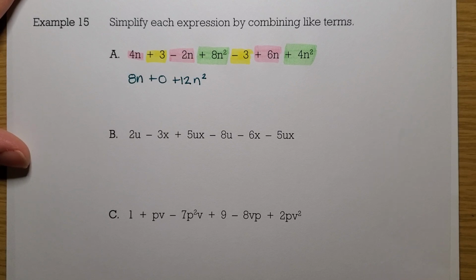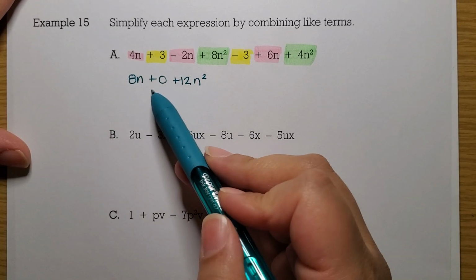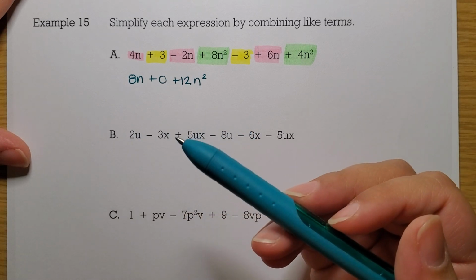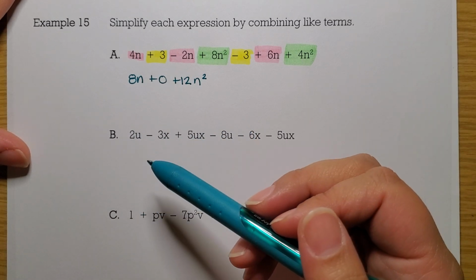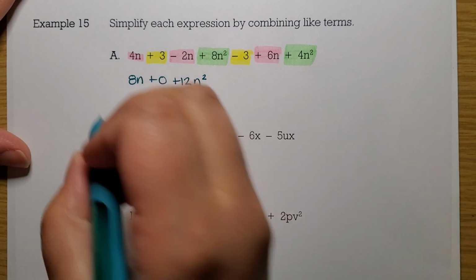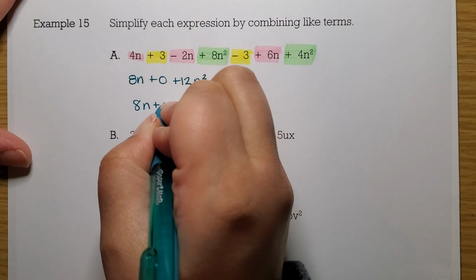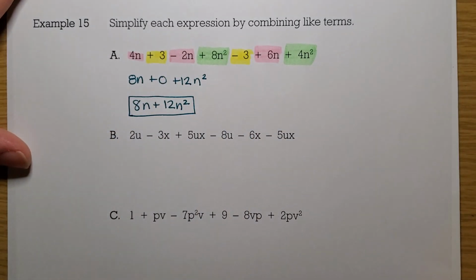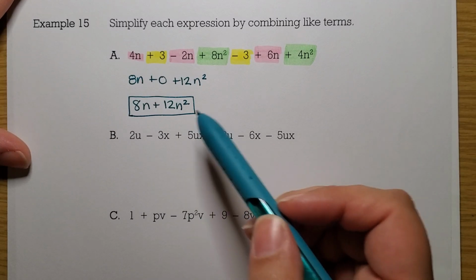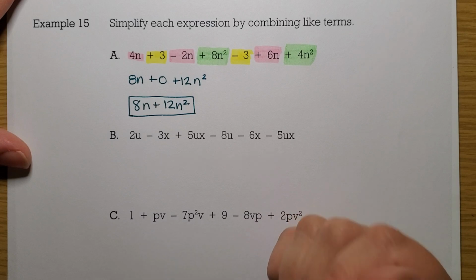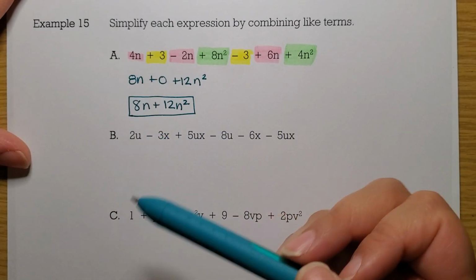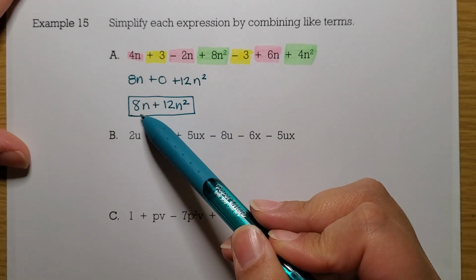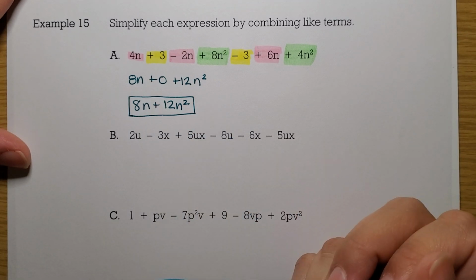So I could leave my answer like that, but 0 is the additive identity. That means if I add 0, nothing changes. So we're trying to make this as simple as possible, so I don't have to write that 0 there. So I'm going to write 8n plus 12n squared, and that's going to be my final answer. Now, some teachers might want you to write your answer with the biggest exponent first, but I don't care. For this class, I don't care how you write your answer. So 8n plus 12n squared works well for me.